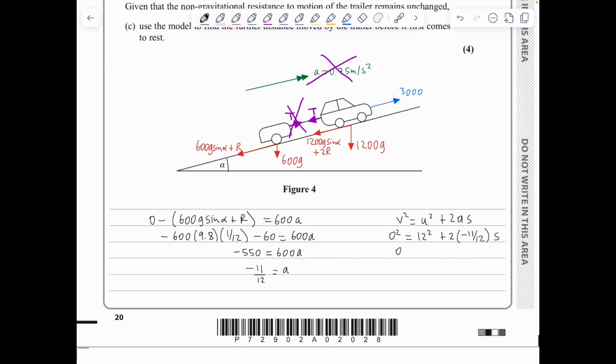This leads to 0 is 144 minus 11s over 6. So we get 11s over 6 is equal to 144. Now if I divide 144 by 11 over 6, we get an answer for s, the distance covered, of 78.5 meters, correct to 3 significant figures.